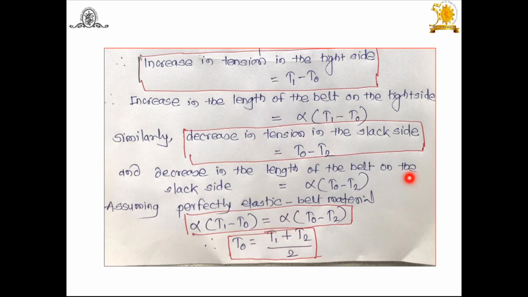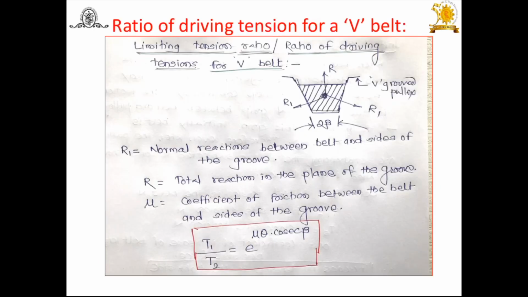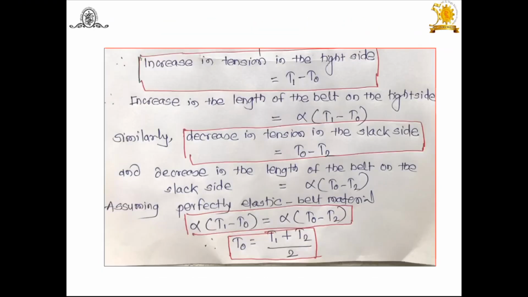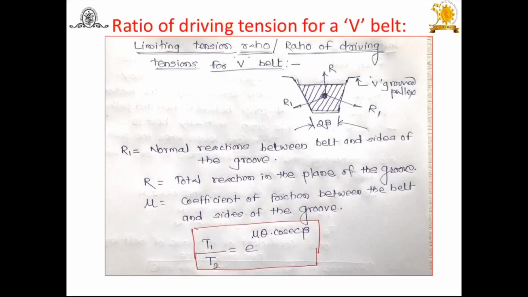Even by considering centrifugal tension, you can add Tc to T1 and Tc to T2, so we can also find the initial tension by considering centrifugal tension. But this is the initial tension in case of belt drive without considering Tc, that is (T1 plus T2) by 2. Then another term: ratio of driving tensions for V-belt, or limiting tension ratio for V-belt.